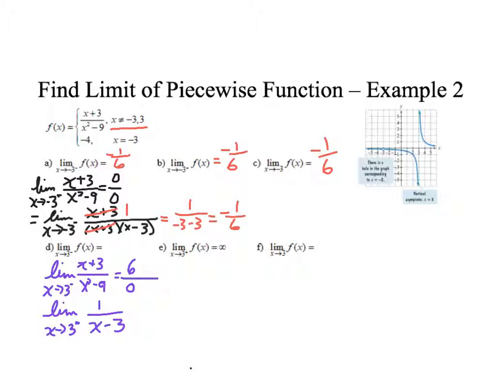Now if we look at the limit as x approaches positive 3 from the left and the right, when we plug in, we get 6 over 0. Now when you get a non-zero over 0, that will be a vertical asymptote. So in that case, you need to test to the left and right, as we did in the tables, to see if it's negative or positive.